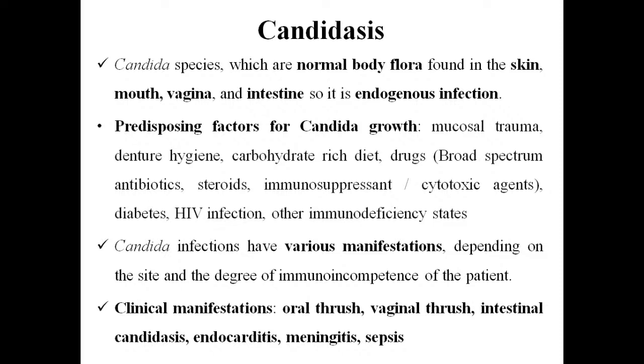Predisposing factors for Candida growth include mucosal trauma, dental hygiene, carbohydrate-rich diet, drugs, broad-spectrum antibiotics, for example, steroids, immunosuppressants and cytotoxic agents that inhibit immune cells and provide multiplication of Candida. Diabetes, because in patients with diabetes, you know that glucose is not destroyed. They need injection of insulin.